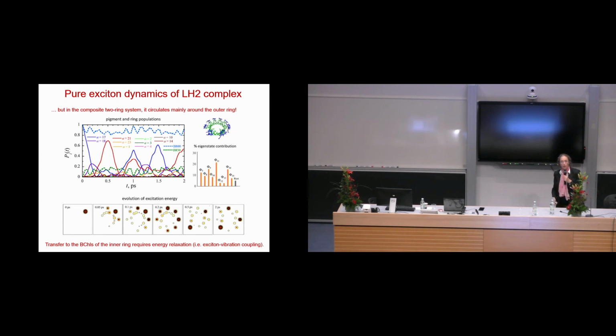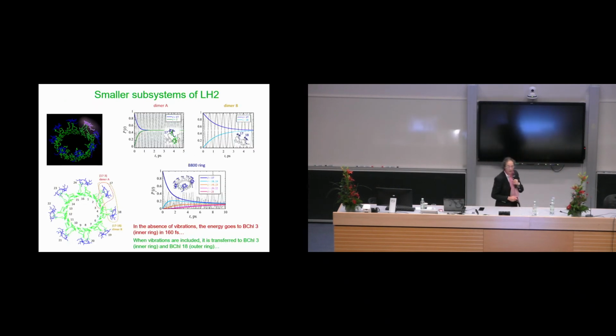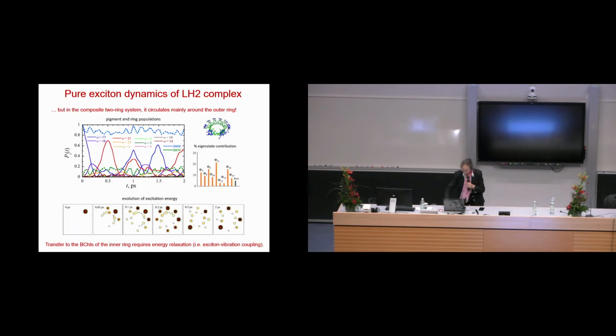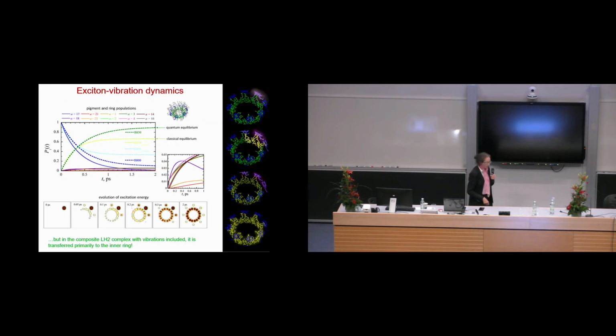So it no longer goes to the inner ring, even though that's where it would go first if we only looked at dimer A. Okay, so that's the first puzzle. The second puzzle is, go back, the one in green. Now, when vibrations are included, the energy is transferred to chlorophyll 3 and to 18, one to the inner ring, its nearest neighbor on the inner ring, and its nearest neighbor on the outer ring, right? Let's see what happens when I have the whole complex with vibrations here.